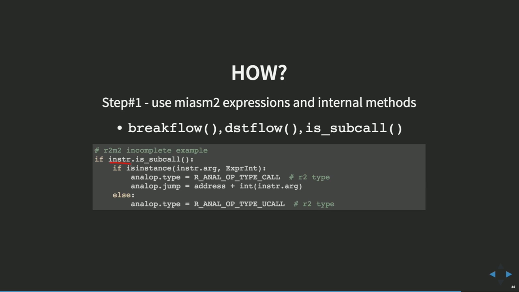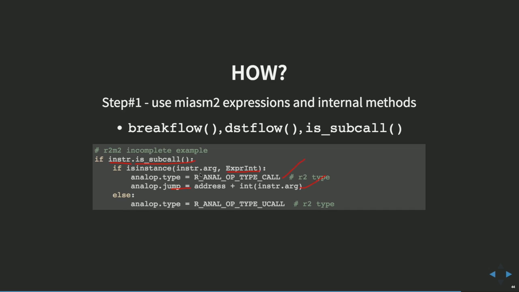So here, that's an example. We have in Python a MySM instruction. I will call a subcall. In this case, MySM is telling me that this instruction is a call. Then I will check the first argument type. If it's an integer, then I will set the type of the instruction to be a call, and I will try to compute the address. Of course, depending on the architecture, this could be incorrect.